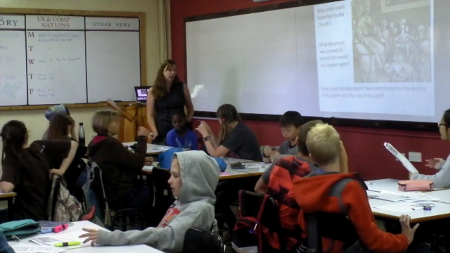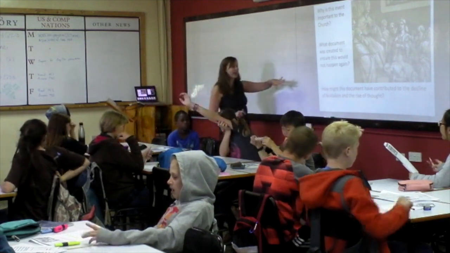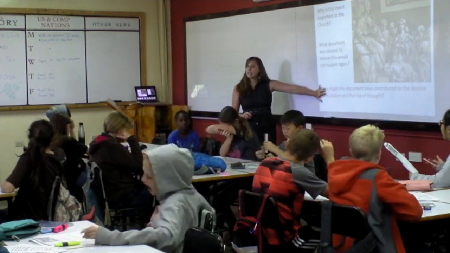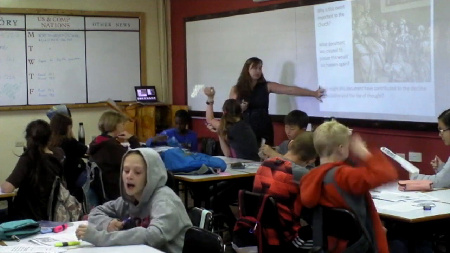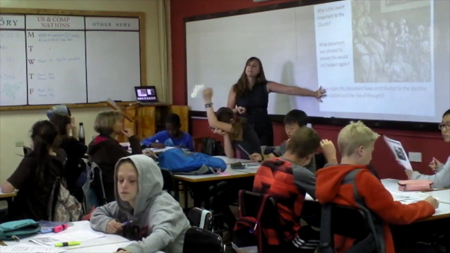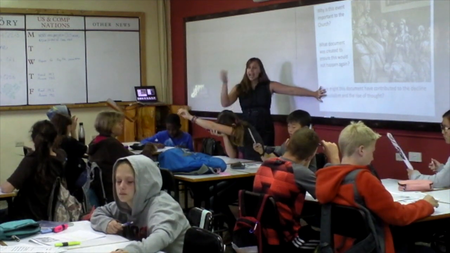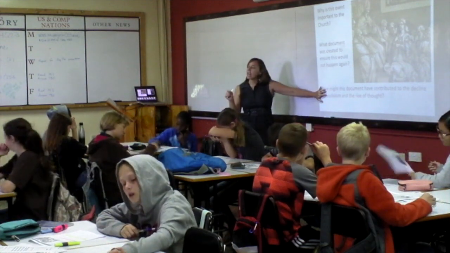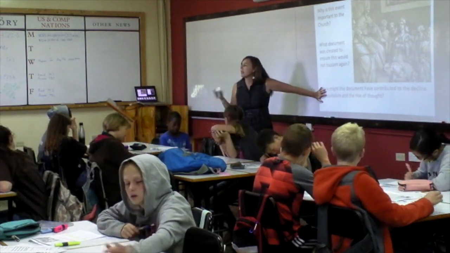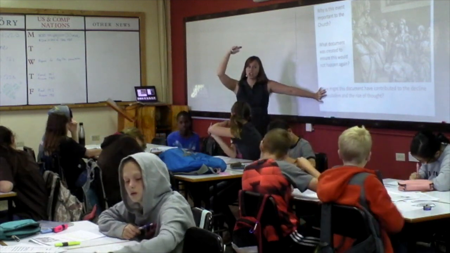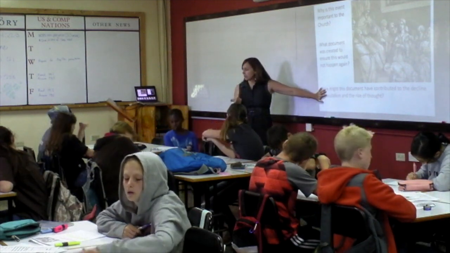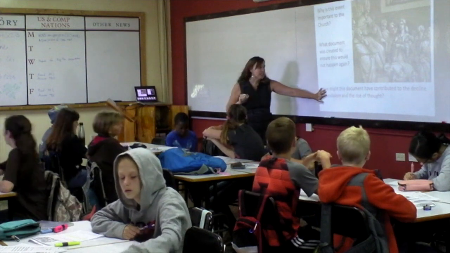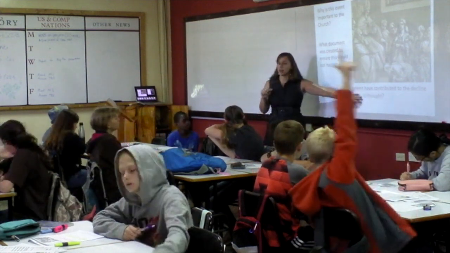How does this document contribute to the decline of feudalism? How does it contribute to the decline of feudalism? Yes? It limits the king or Holy Roman Empire's power. It actually limits the king and the emperor, okay? And in a feudal society, are there limits, or should there be limits in that social hierarchy structure on the king or the emperor? No, there should not.